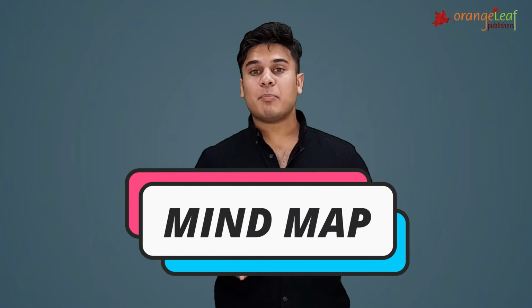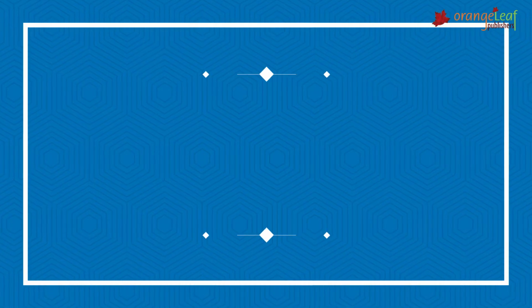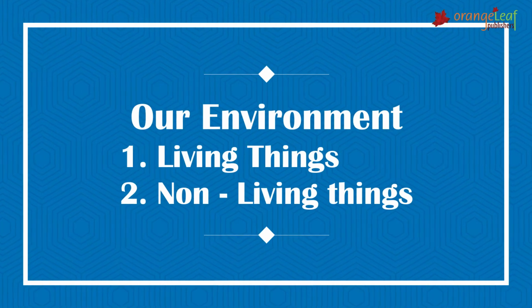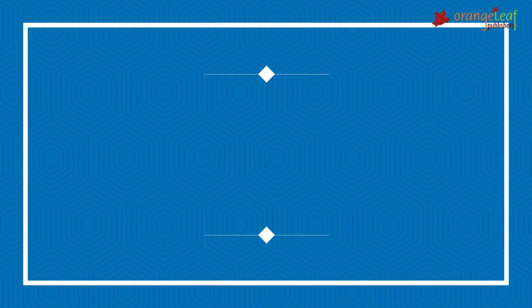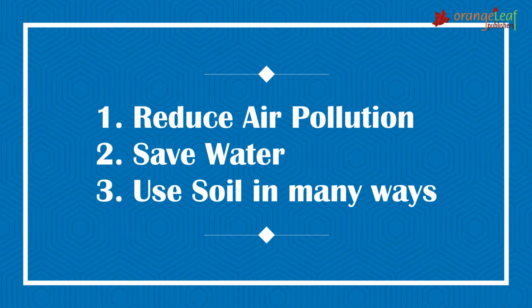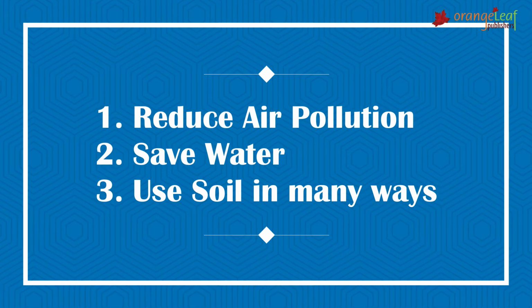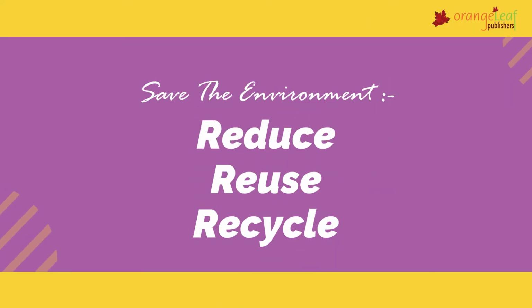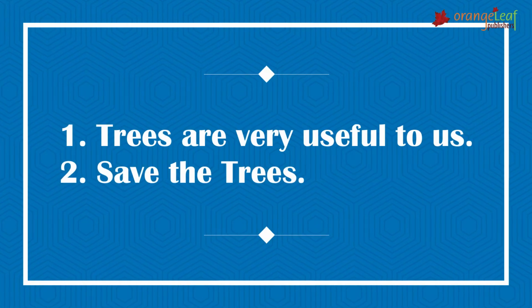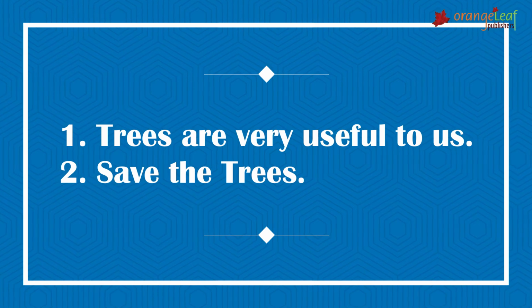So here is a mind map of today's lesson. Our environment has living and non-living things. The pollution is of three kinds: air pollution, water pollution, and soil pollution. We have to reduce air pollution, we have to save water, and we have to use soil in many ways. To save the environment, we must reduce, reuse, and recycle. Trees are very useful to us. We must save the trees.